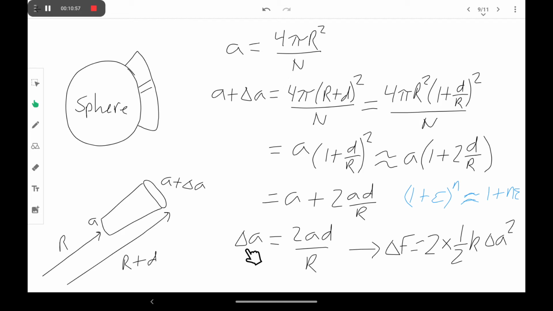Okay, so remember, we did that to find that delta a for one piece of the bilayer. So we're just going to multiply by 2, because that was for a single molecule. So we just multiply by 2, and now we can plug this delta a into here.